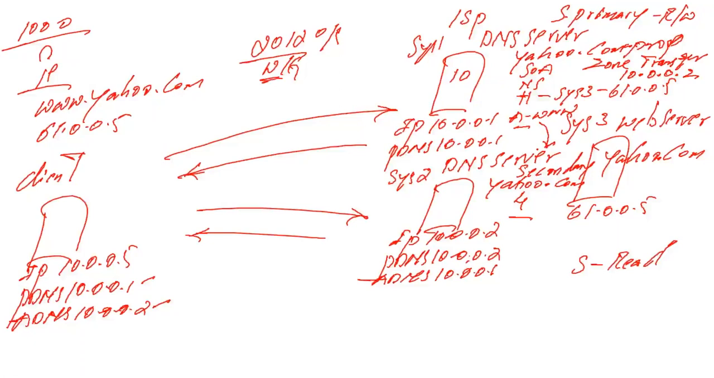Now tell me, is accessing fast or slow here? Fast. We are avoiding the load balancing problem by using the backup DNS server.